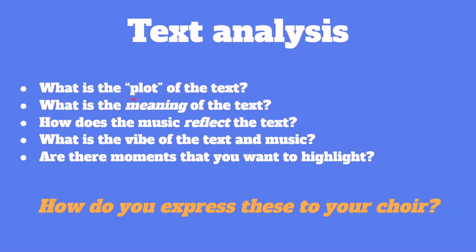So it's important to know both of them, right? You want to know both the plot: girl in woods, guy shoots tree, she says no. And the meaning of the text: I choose life over death. And how does this music reflect the text?